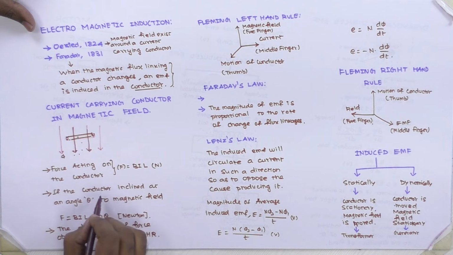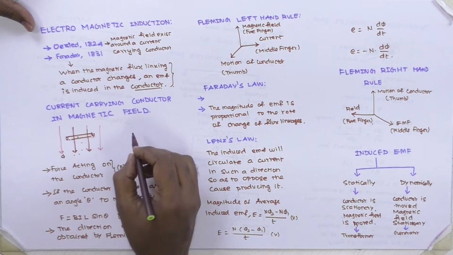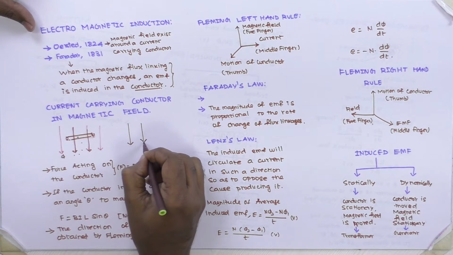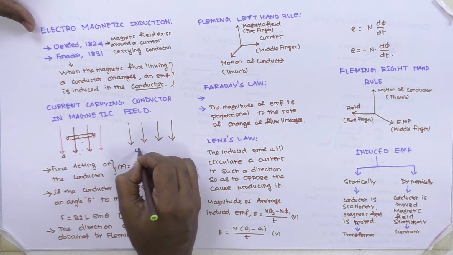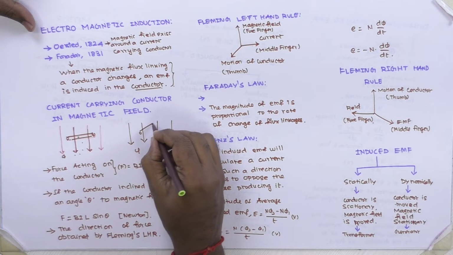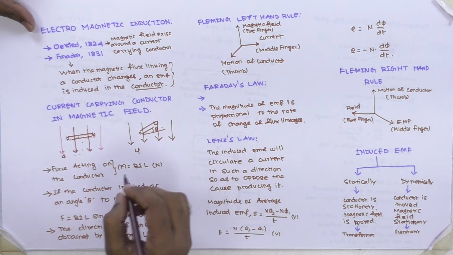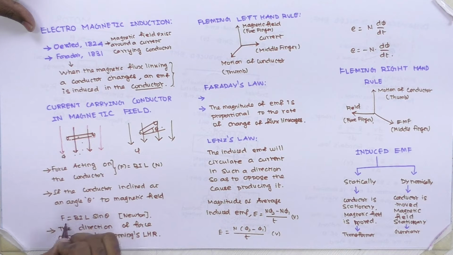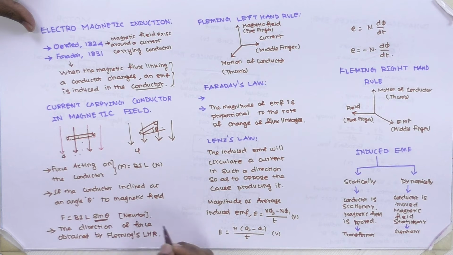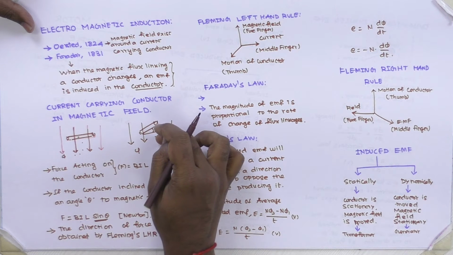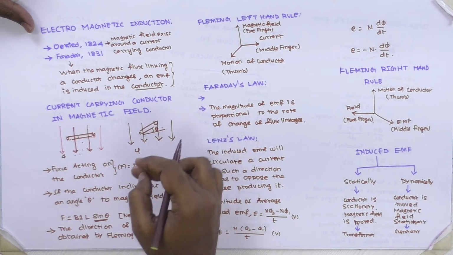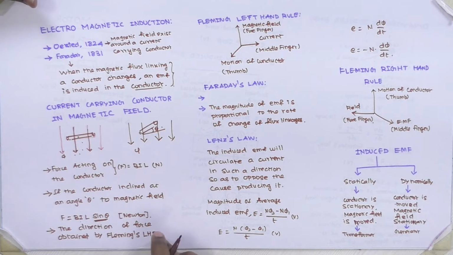If the conductor is inclined at an angle theta to the magnetic field, like this, with this being the magnetic flux, then the force F is equal to BIL sin theta. That means the force is reduced by the factor sin theta, and the direction of the force on the conductor is obtained by the Fleming left hand rule.